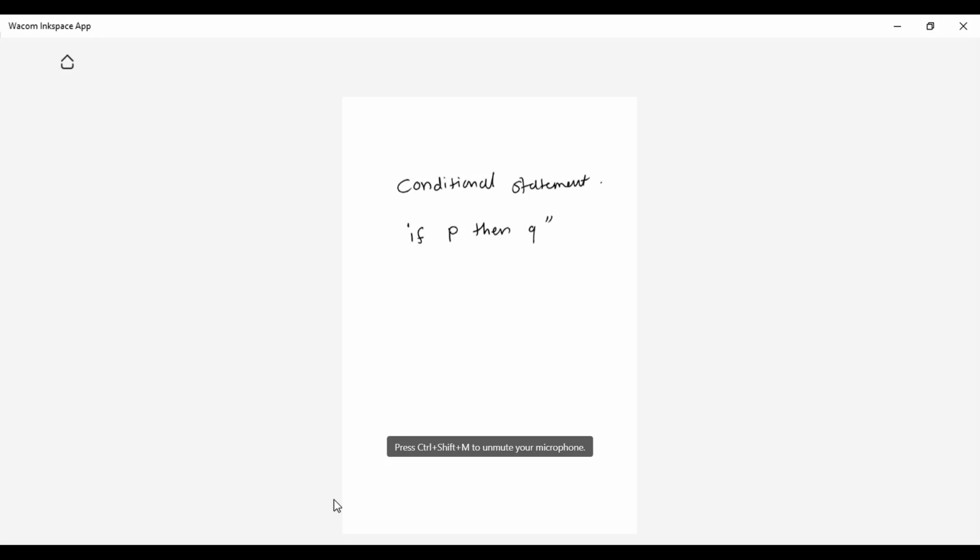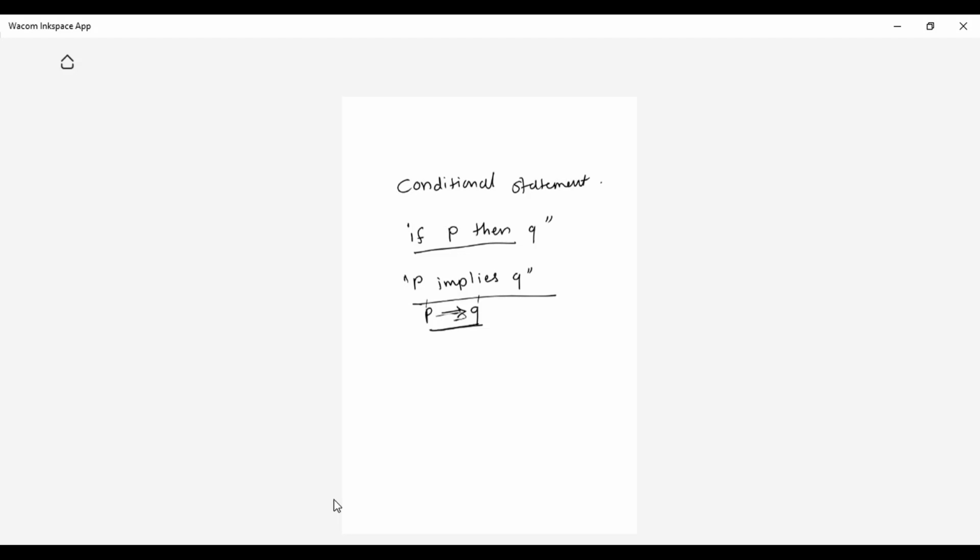or P implies Q. This is very important, student. If P, then Q, or you can use P implies Q for the conditional statement. And how do you represent it mathematically? It is P arrow Q. So P arrow Q is the conditional statement: if P, then Q. You represent it with an arrow.